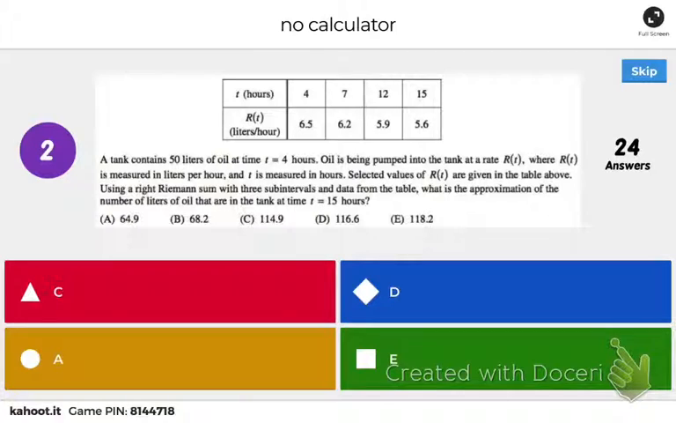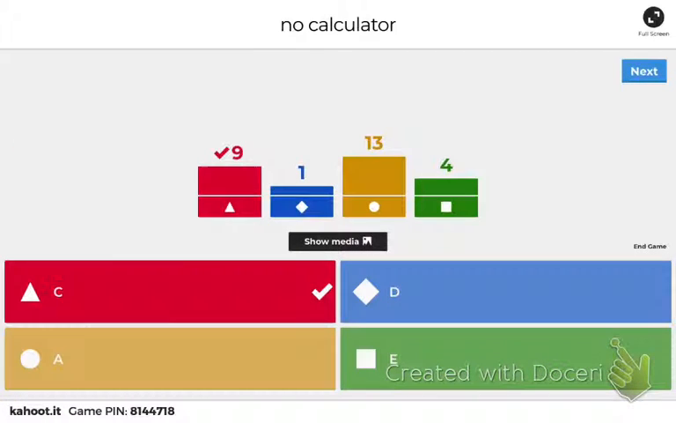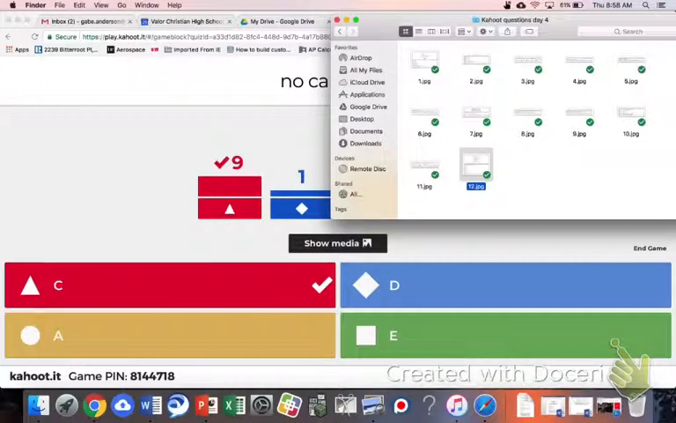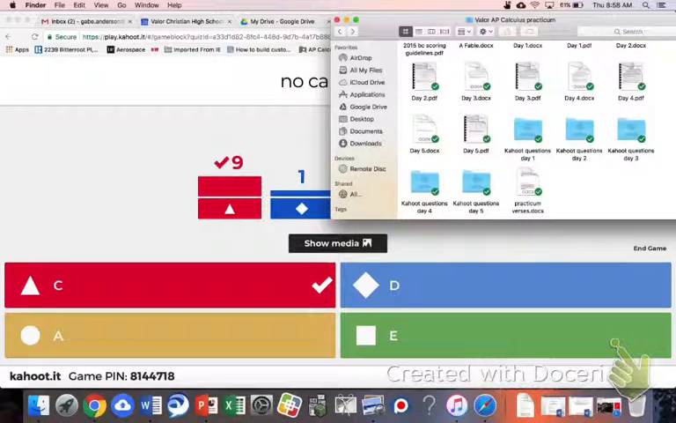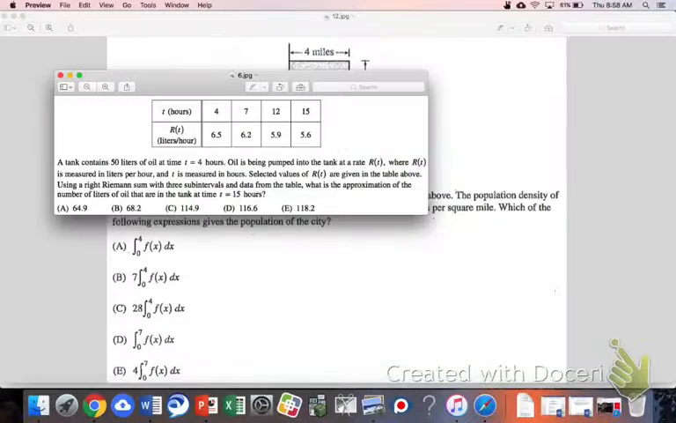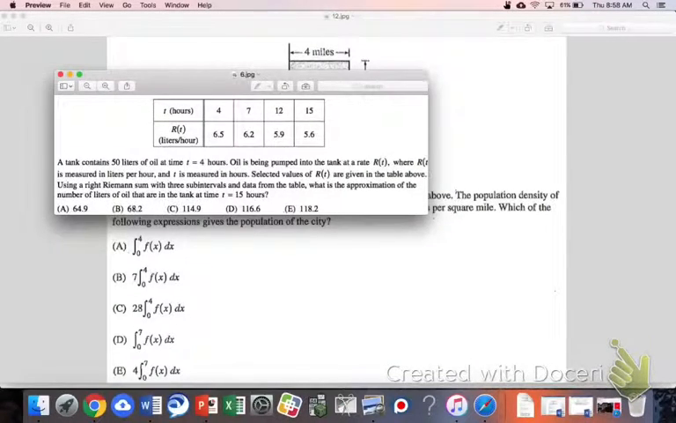Assuming the answers will be B and E, right? But there is no B. Why didn't I include B? Oh my goodness. Let's take a look at this one real quick. All right.